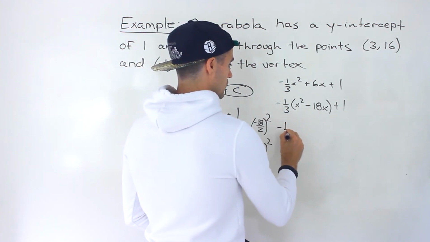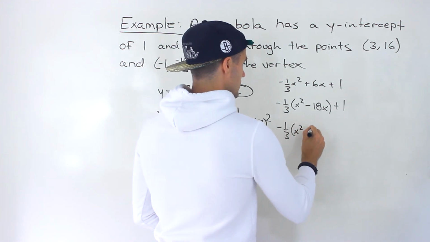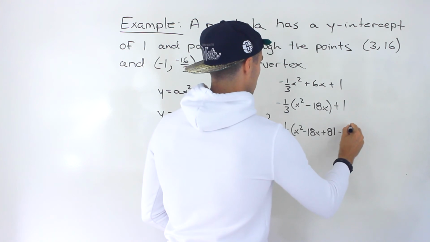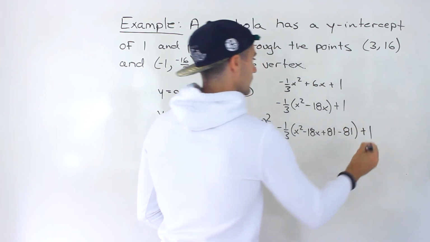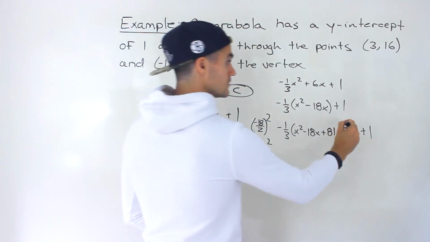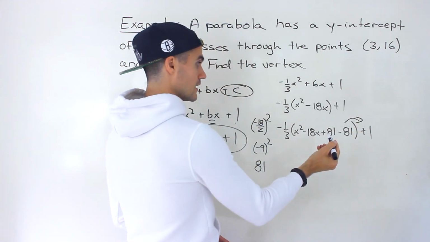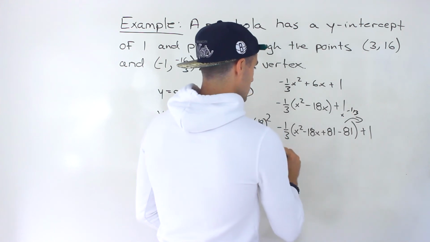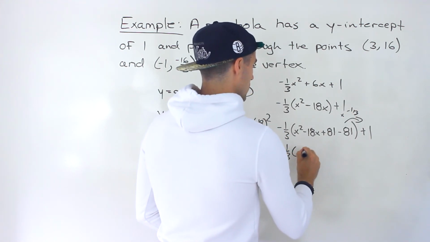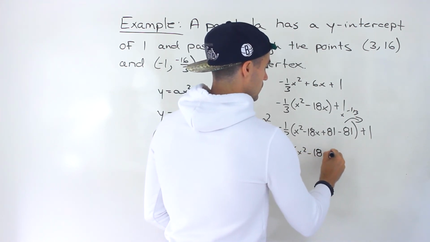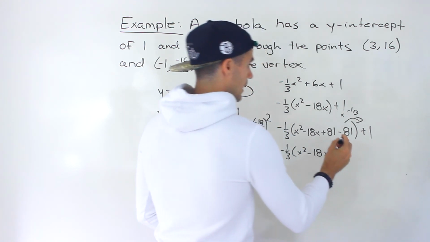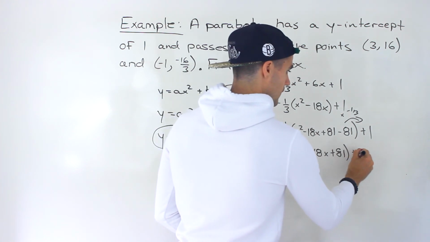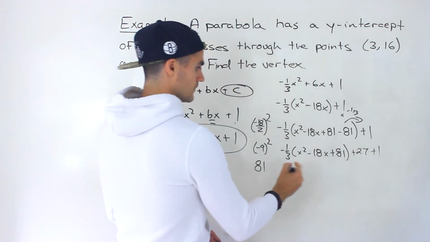So we end up with negative 1 over 3 x squared minus 18x plus 81 minus 81 plus 1, like that. Then what we do, got to take out the negative 81, got to multiply it by the negative 1 over 3 that's in front. So we end up with negative 1 over 3, x squared minus 18x plus 81. Negative 81 times negative 1 over 3 would give us positive 27. And then we got the plus 1.